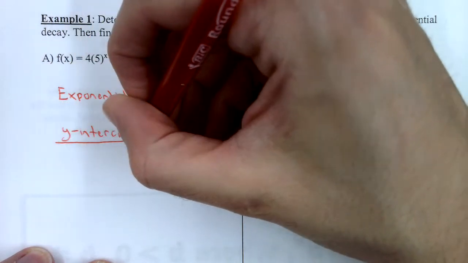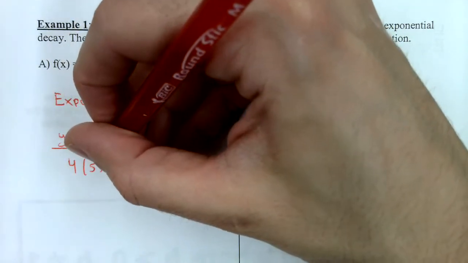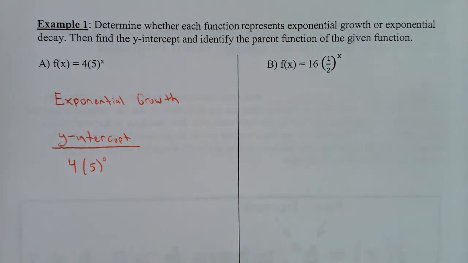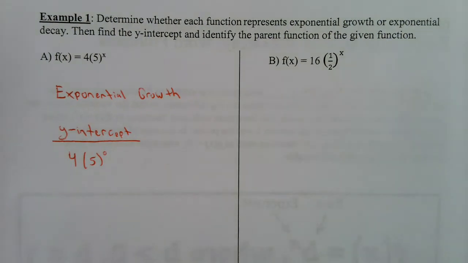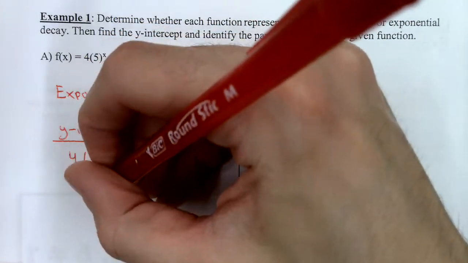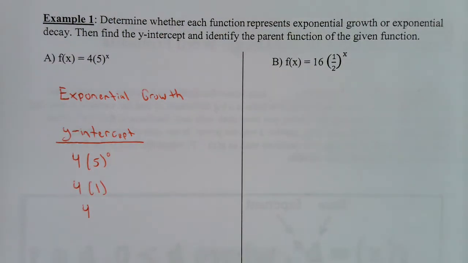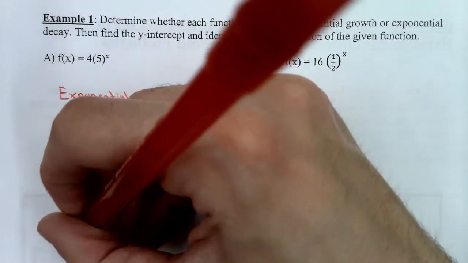Now let's find the y-intercept, because the question says find the y-intercept. Remember, the x value for any y-intercept is always 0, so we're going to replace the x with 0. Anything to the 0 power always equals 1. So this is equal to 4 times 1, which is 4. So the y-intercept in this case equals (0, 4).